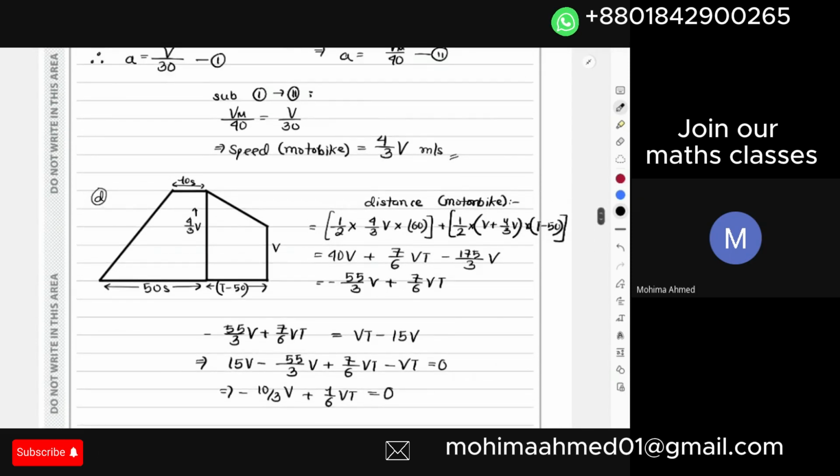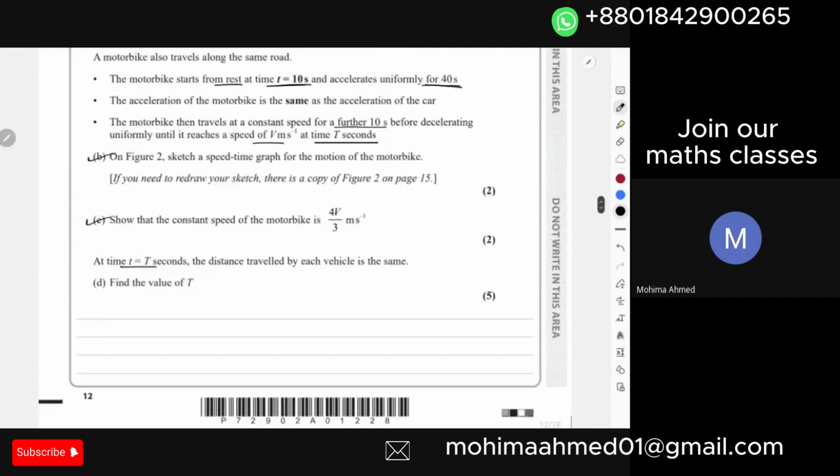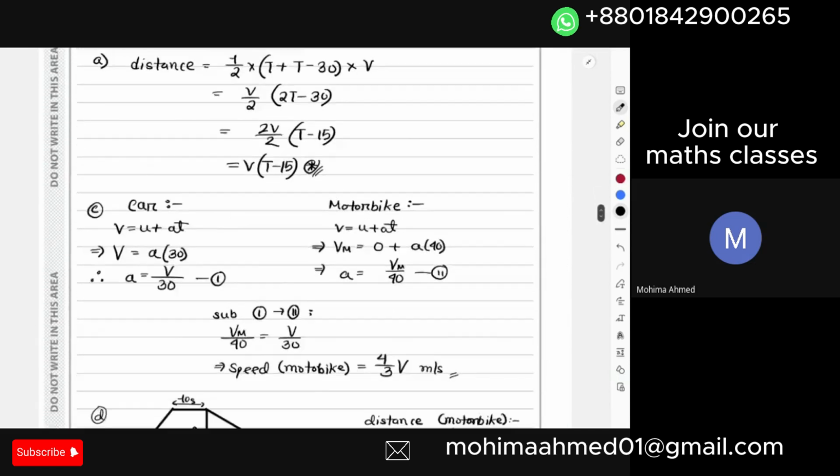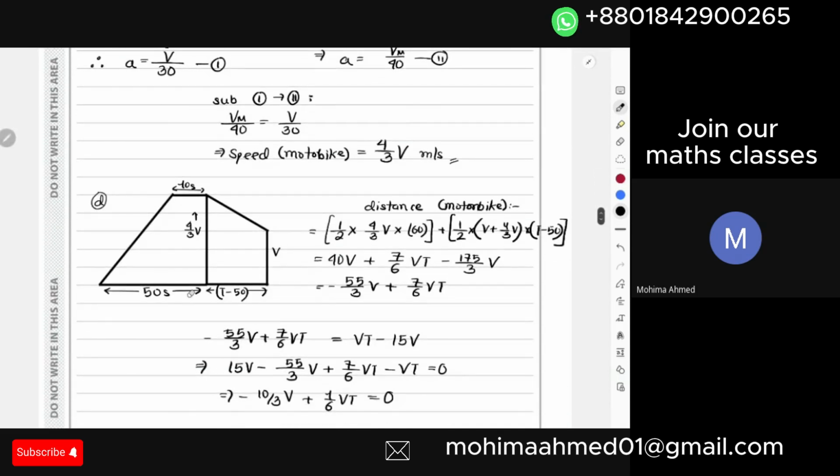Just a minute. Let me check if I created any problems over here. Half 4 by 3v multiplied with 60, because this base is 40 plus 10 is 50. Plus 10 is 60, and oh, this one is actually a problem.